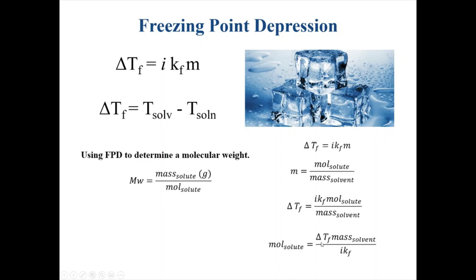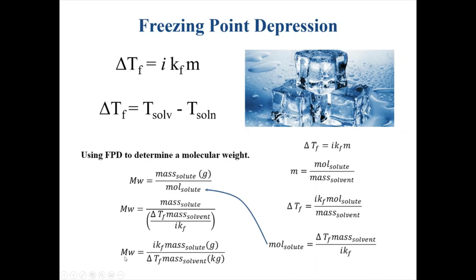So if we do that, we get delta T, the freezing point depression temperature change, times the mass of the solvent divided by iKf. That's just if we reorganize this to have moles of solute on the left. And then what we can do is take this and plug it in over here. So what I did in this step was I just took this equation as it was and substituted it in on the bottom. And now I'm just going to reorganize this to make it look a little cleaner.